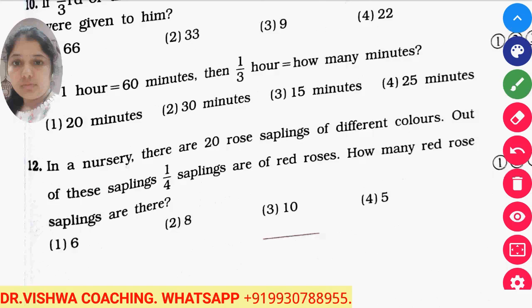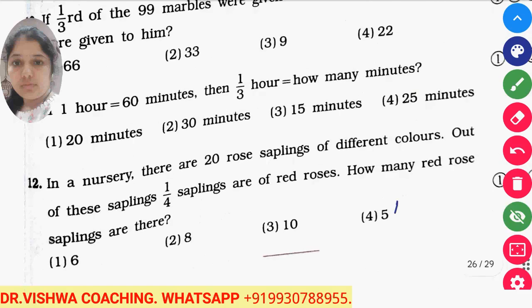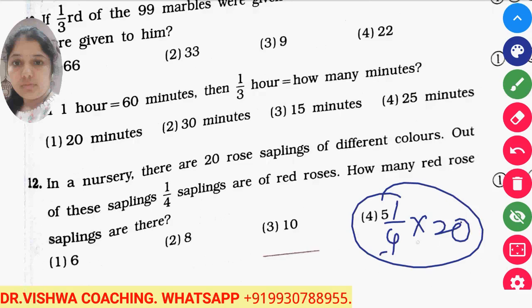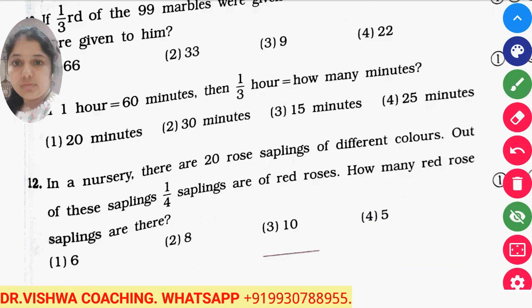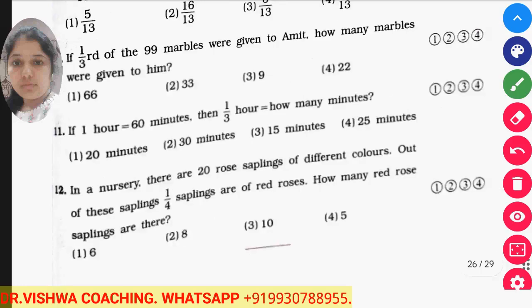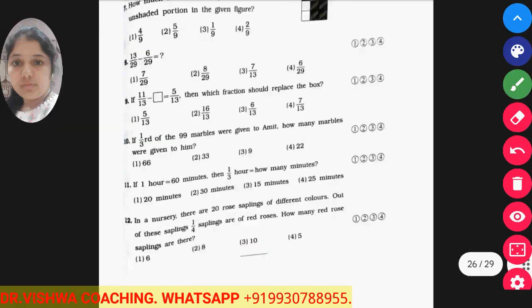Okay. In a nursery there are 20 rose saplings of different colors. Out of these saplings 1/4 are red roses. How many red rose saplings are there? So 1/4 into 20. Divide this 20 by 4. 4 5s are 20. So option number 4 is the correct answer. Now it is very simple.